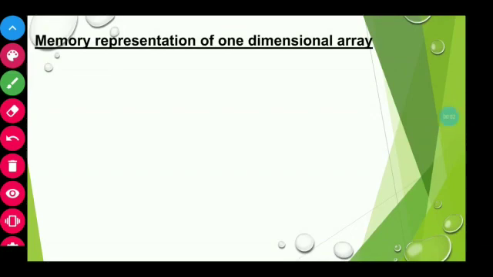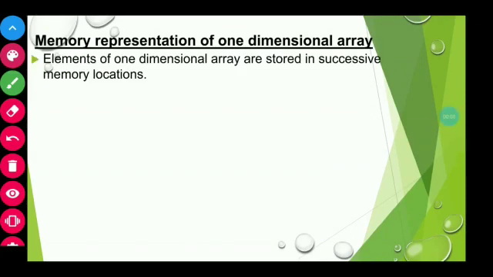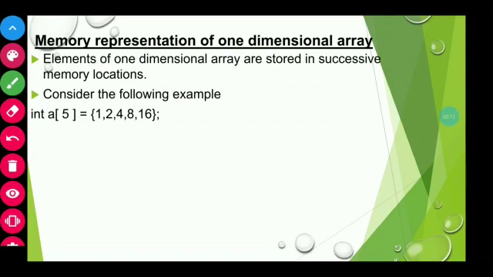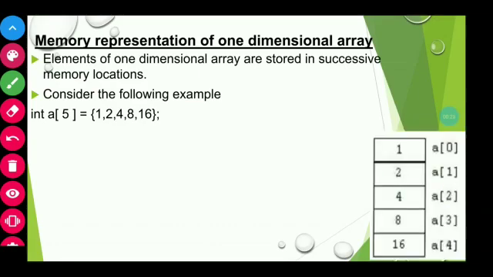Once the array is declared and initialized, all the elements are stored in successive memory locations. Consider an example. Here, an array of 5 elements is declared and initialized with values 1, 2, 4, 8, and 16. Memory representation of this array can be shown in the diagram. Each element of the array is associated with the array name and a unique index value which starts from 0 up to array size minus 1. Using this, we can access any element of the array.